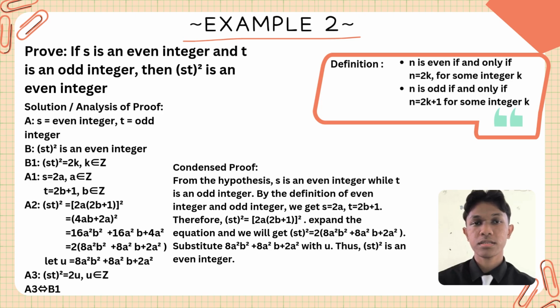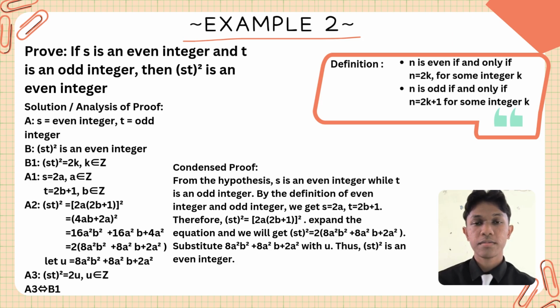So this is because we took st squared, because it is from B1. It is from B1, so we want our A forward method to be in the direction of B1. So that's why we did st squared. And our 2a times 2b plus 1 is actually we substitute the value for s and t from A1. So that's why we came to 2a times 2b plus 1 squared.